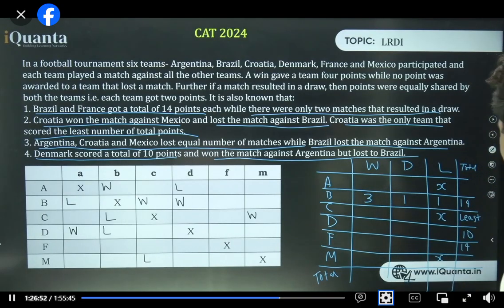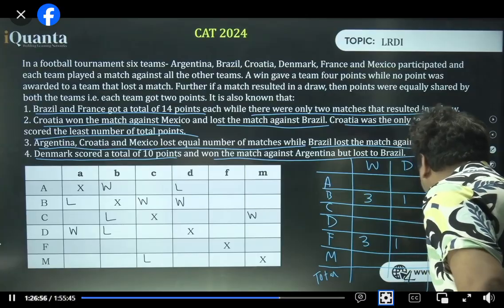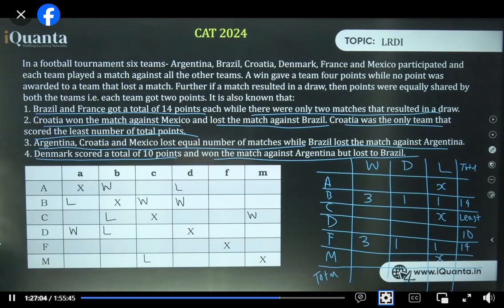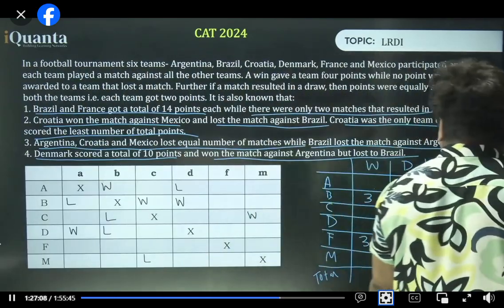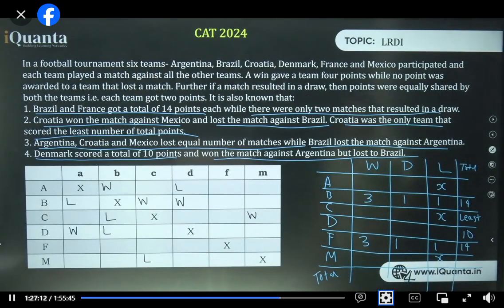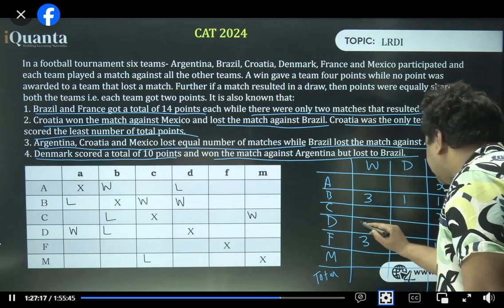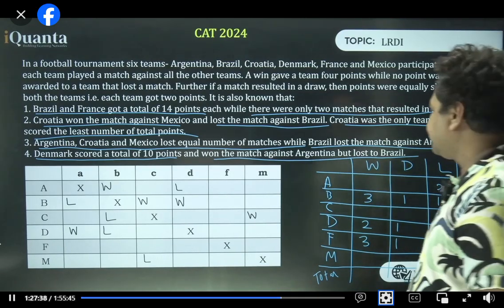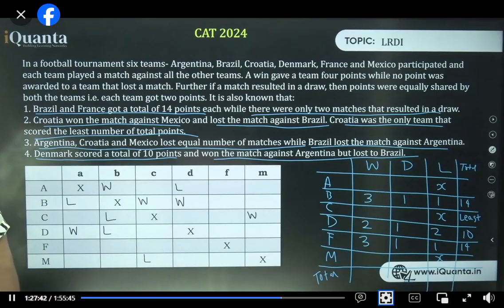Okay, done that. Then France, the same thing, 3 1 1. All right. Clear? What else can be done? 10. How can Denmark score a total of 10 points? It's possible if it wins 2 matches, getting 8 points, drawing 1 match and losing 2 matches. By the way, everyone is playing 5 matches in total. So the sum of these columns in each row must be equal to 5. All right, we have all this information with us. So far, so good. Any problem there?